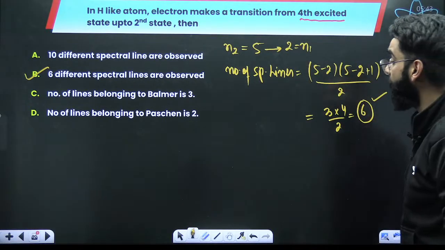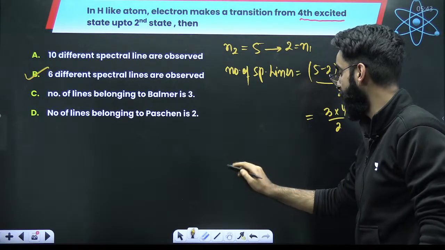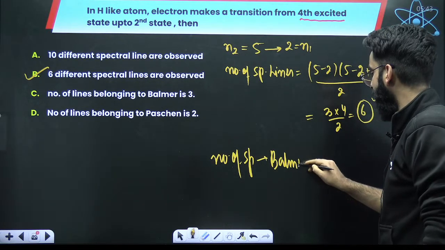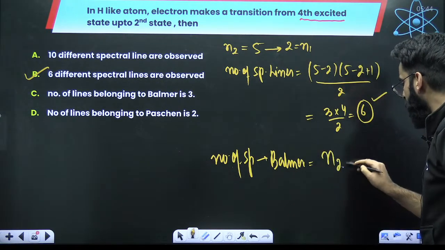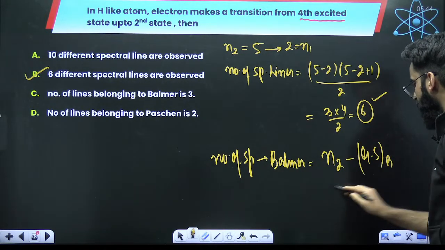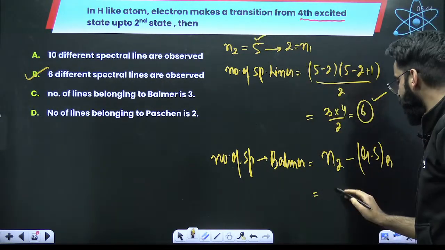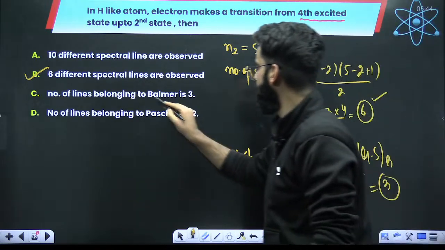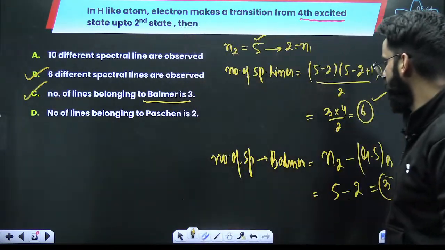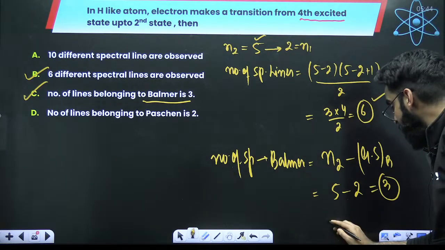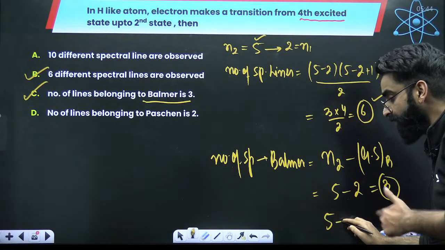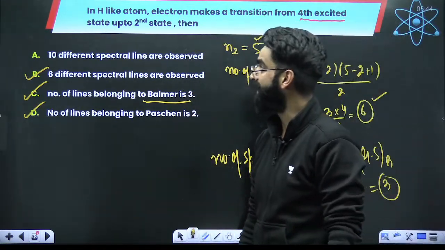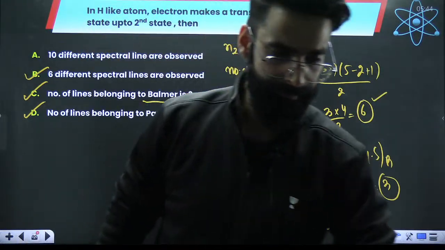Now, out of 6, how many will fall into Balmer? How do we calculate that? It's equal to the higher energy state minus the ground state of Balmer. The higher energy state here is 5, minus the ground state of Balmer, which is 2. So 5 minus 2 is 3, so 3 spectral lines will belong to Balmer. Similarly, how many spectral lines will belong to Paschen? Higher energy state minus ground state of Paschen, so 5 minus 3, which is 2. Number of lines belonging to Paschen is 2. So B, C as well as D. That is correct.